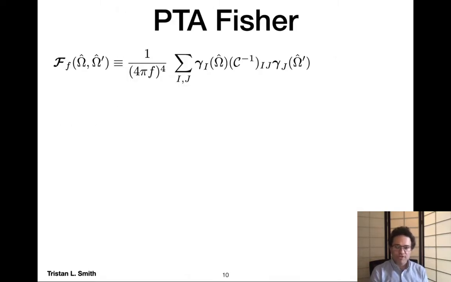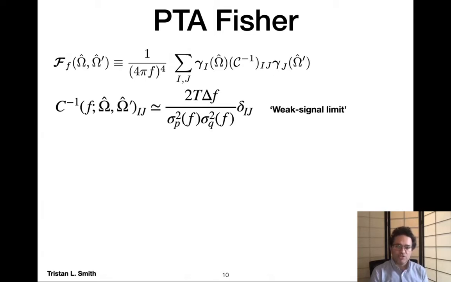So to make further progress with our PTA Fisher, we need to have an expression for this inverse covariance here for the pairs I and J. And we use the weak signal limit to write that down. So we're working in band powers. So delta F is the width of any given band power that we're working in. And then we just have a simple expression here for the noise in each of the two pulsars P and Q within a given pair. So this is diagonal, and that's what simplifies our expression.